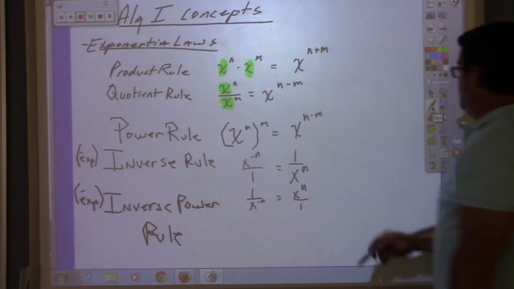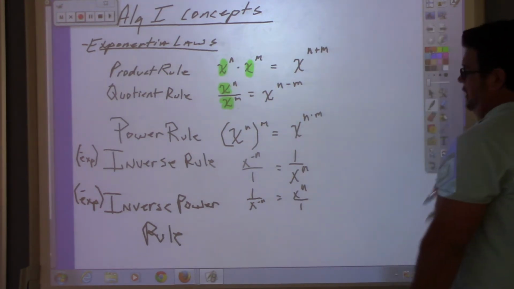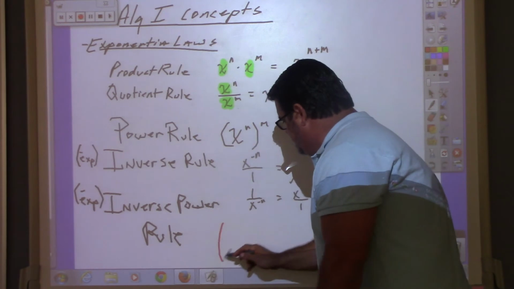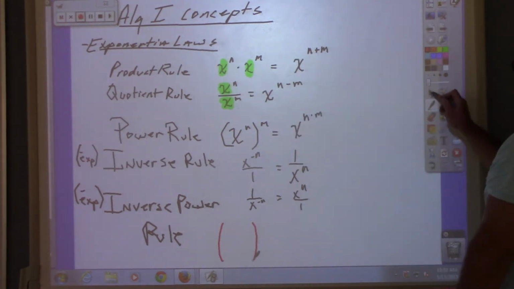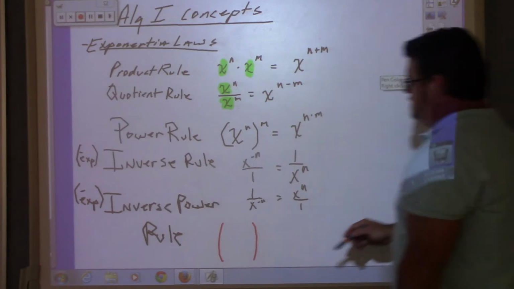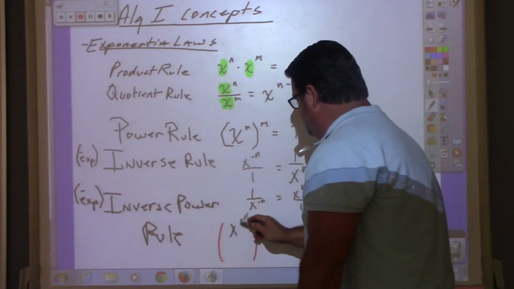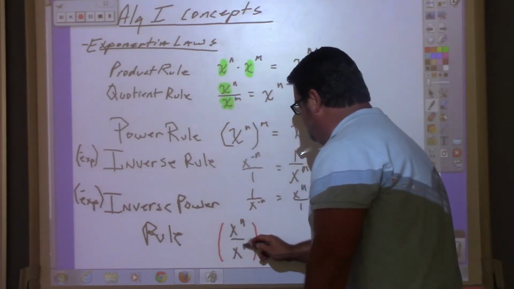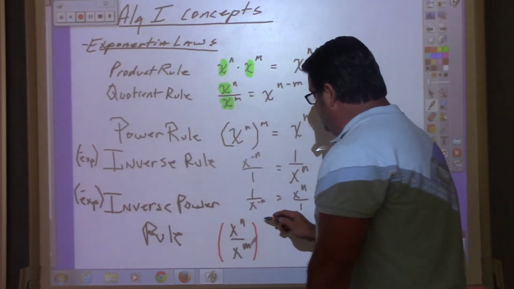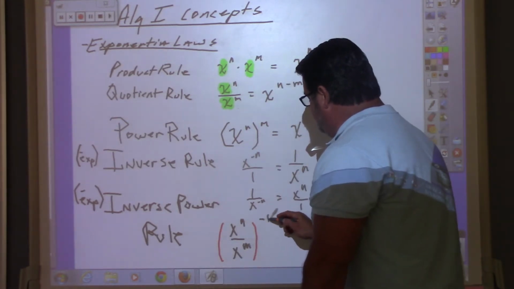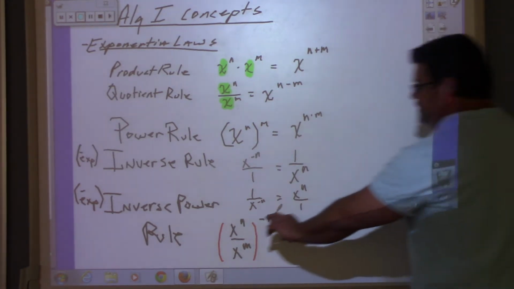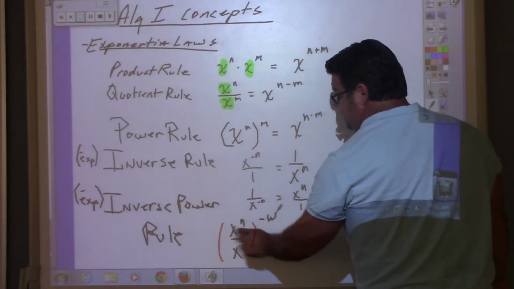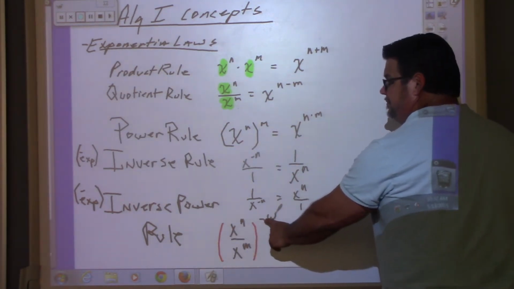Okay, with the power rule, and I'm going to put these in red, you're going to have parentheses, and in the parentheses you have x to the n over x to the m, raised to the negative w power, or some negative power. Now, what this does is, if you flip what's on the inside of the parentheses, it will make this positive.